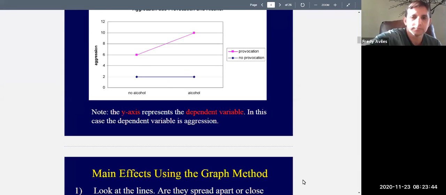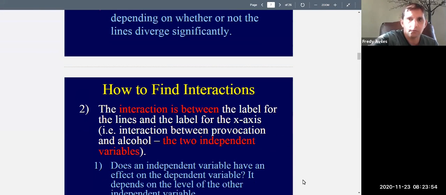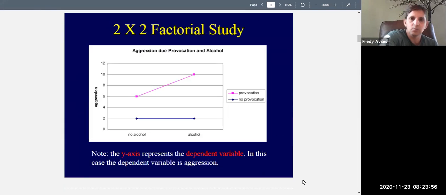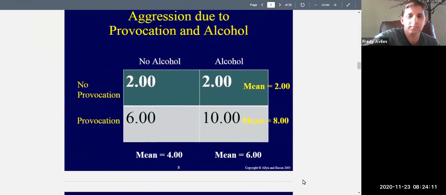So go back over here to the table. 2 and 6, no alcohol. Look, 2 and 6 going down there. Alcohol is 2 and 10. For those that received alcohol, if we look at the graph, you can see one number is way up there. That's 10, the pink line, the dot all the way at the top, and then no alcohol, the blue line, that's 2. That's all we've done. We have put the averages in this table over here. And now we need to determine if there are any main effects or interactions.